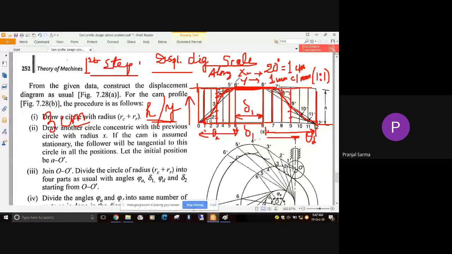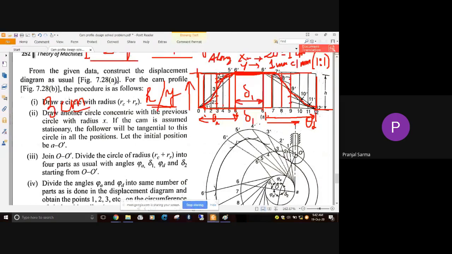6 dash. Why have we given the same name, 6 dash, 6 dash? Because as it is a dwell, there is actually no change in the velocity. Whatever is the location of the follower at the end of the ascent stroke, which itself is the start of the first dwell, it will be the same at the end of the dwell stroke, or you can say the beginning of the descent stroke. Understood? So with this, the displacement diagram is now over.